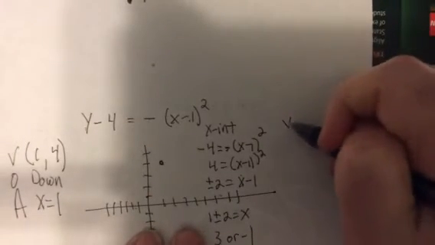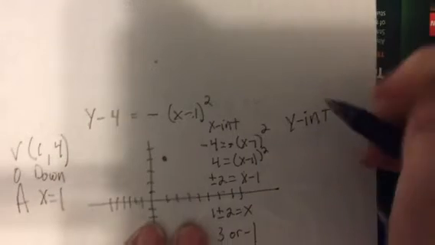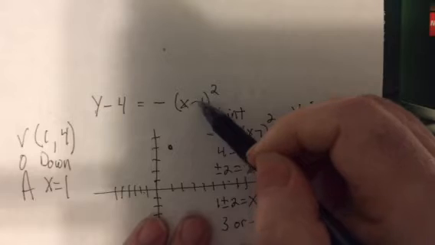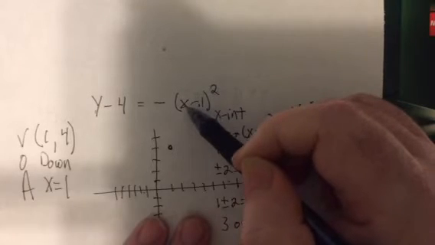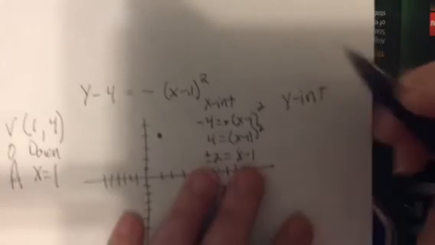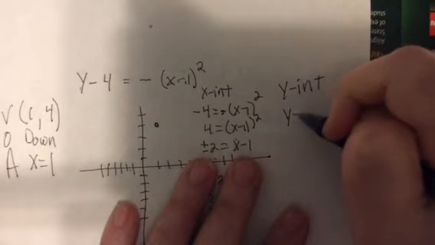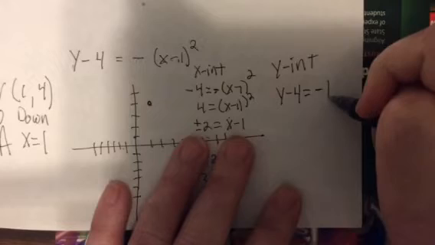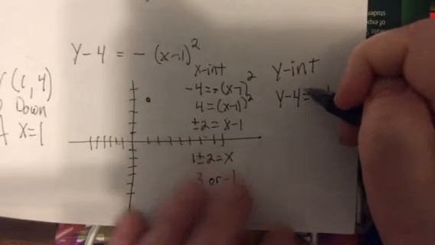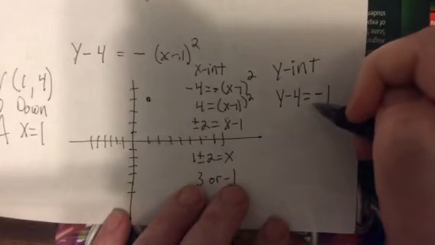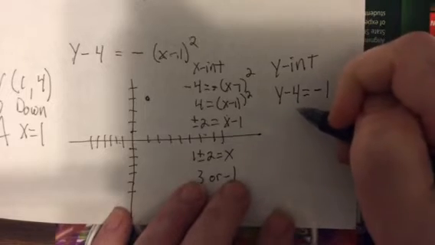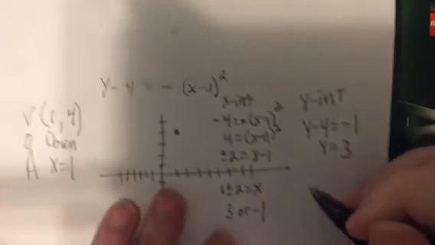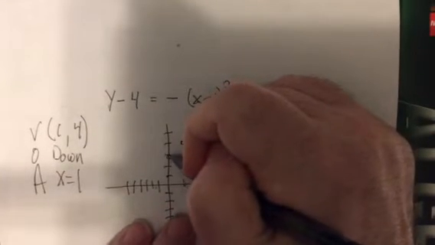Then the y-intercept, you put 0 in for x. 0 minus 1 is -1. Squared is +1. Take the opposite, that'd be -1. y minus 4 equals -1. So add 4, y would equal 3. So 3 would be here.